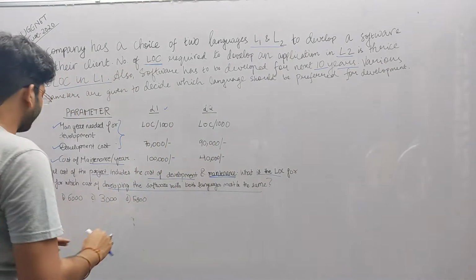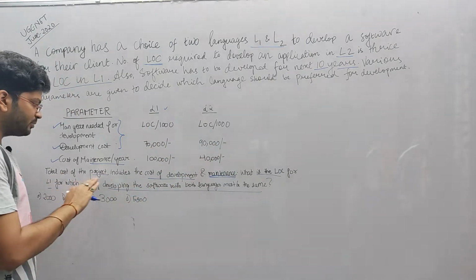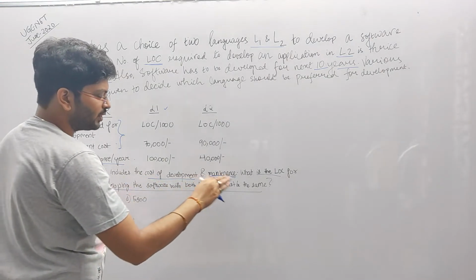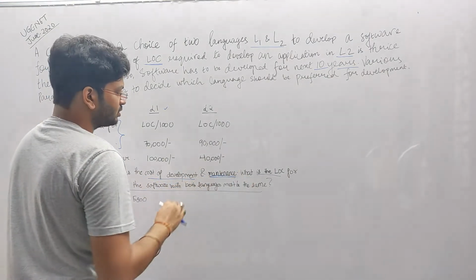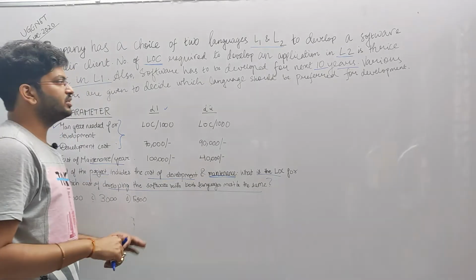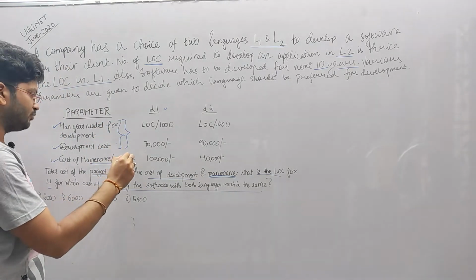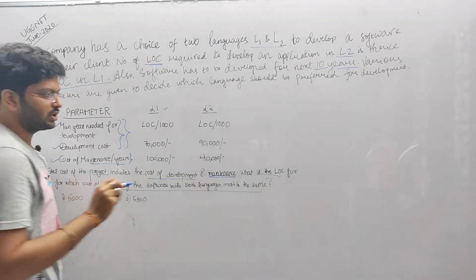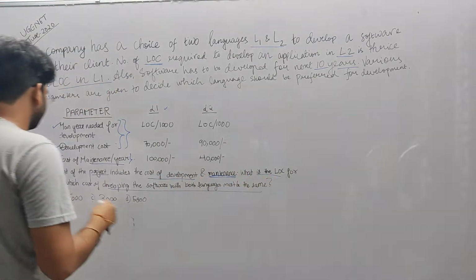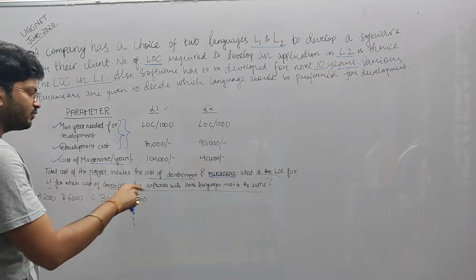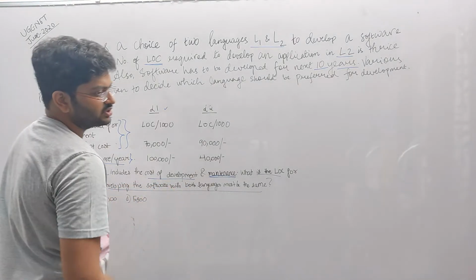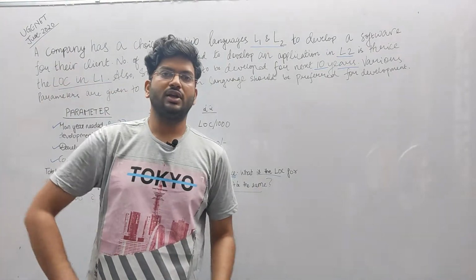So what are they asking? Total cost of the project includes the cost of development and maintenance. So the cost of the project will be the sum of the cost of development and maintenance. For development we have these two parameters, and for maintenance we have this parameter. What is the LOC, lines of code, for L1 for which cost of developing the software with both languages must be the same?